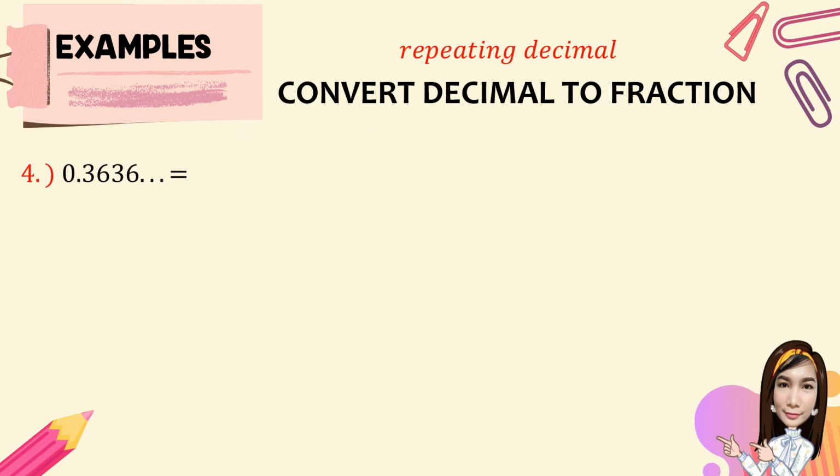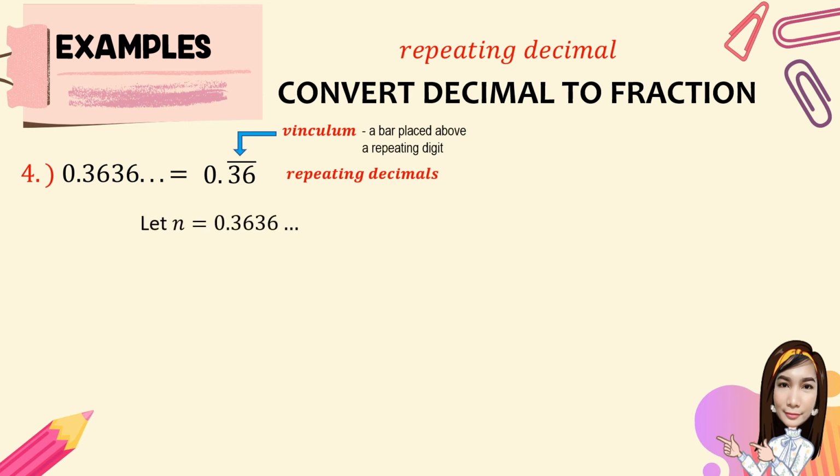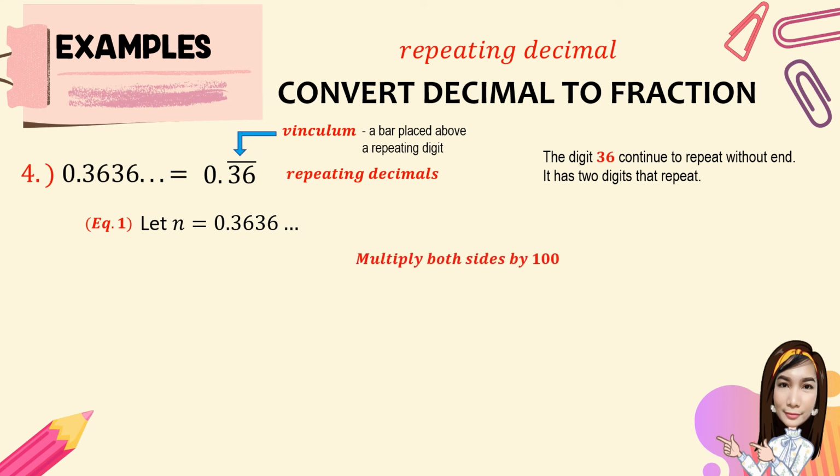For number 4, we have 0.3636 and so on. And that is equal to 0.36 repeating. So we use the vinculum, a bar placed above the repeating digits. First, we're going to let n is equal to 0.3636 and so on. That is your equation 1. The digits 36 continue to repeat without end. It has two digits that repeat, therefore we're going to multiply both sides by 100. So 100 times the quantity n is equal to 0.3636 and so on. Now 100 times n is 100n.